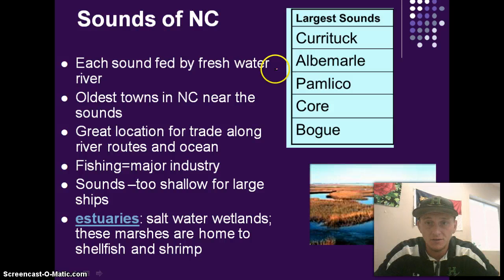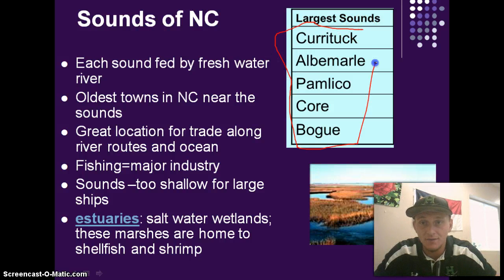Okay, over here on the top right, there are 5 of your largest sounds in North Carolina. These are very famous sounds. Each sound is fed by fresh water. Most of your very first settlers are going to settle along these sounds because of the fresh water. Obviously, you can't drink salt water. Plus, you can go up into the sound and settle. It's a lot faster to go by boat rather than by land. Your oldest towns will be in this region.